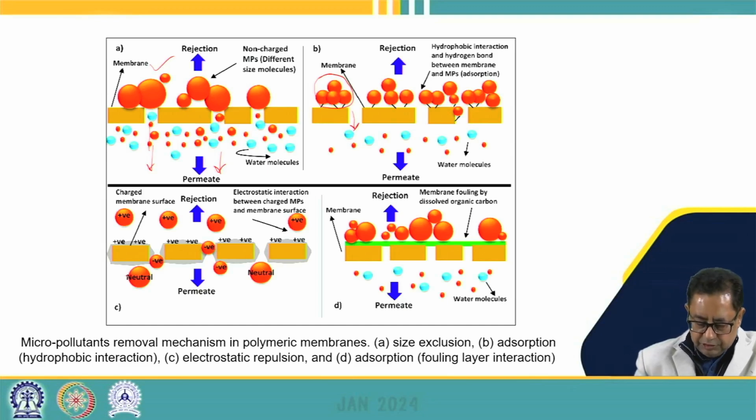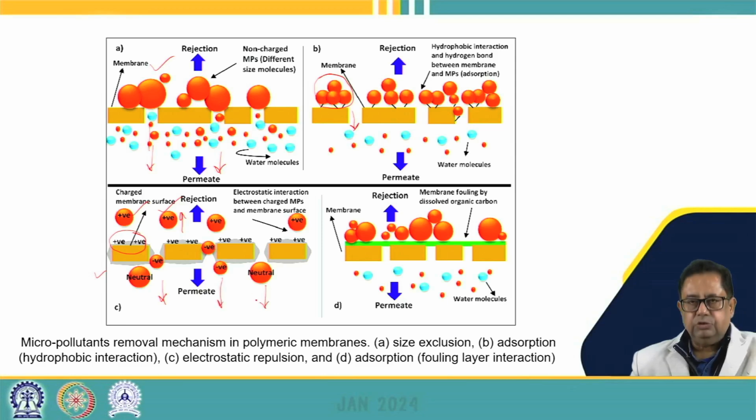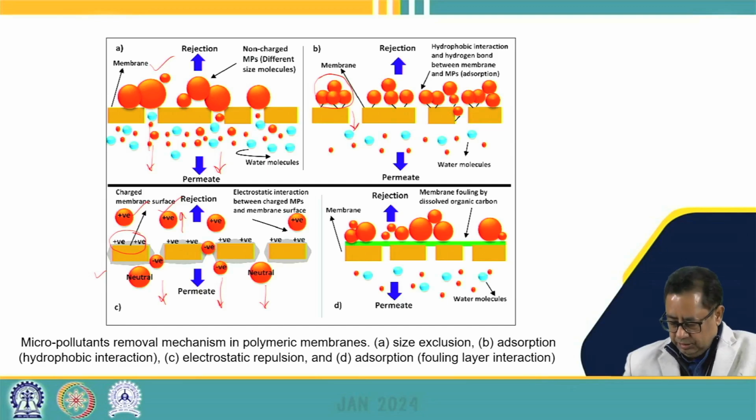Similarly, we can see that there can be certain charges on the membrane. For example, you can see here that the membrane has a positive charge, whereas the particles having a positive charge may be repelled and may not pass through the membrane, whereas particles which are neutral or negative may be allowed to pass through the membrane. So this is called the electrostatic repulsion mechanism.